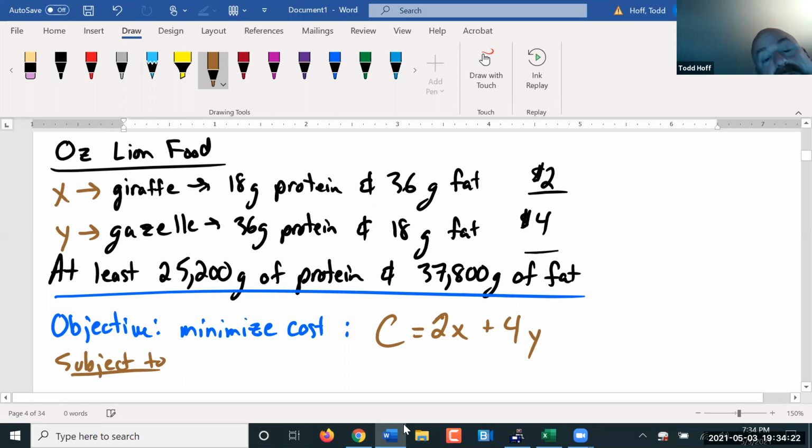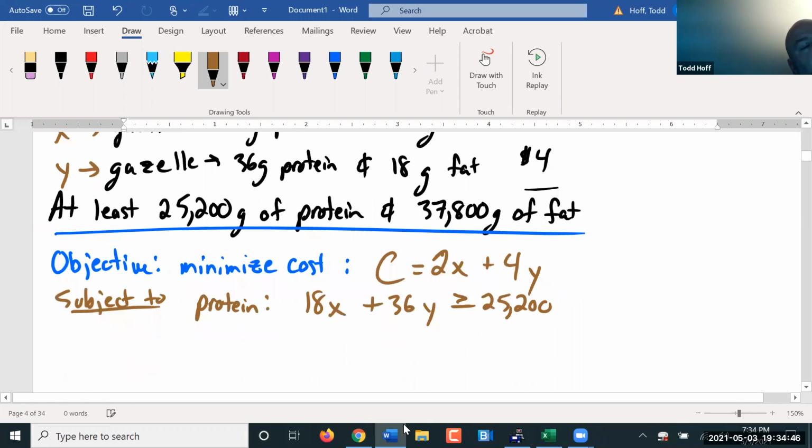our constraints. So the first constraint deals with protein. The amount of protein from giraffe is 18 grams per pound times X pounds. The amount of protein from gazelle is 36 grams per pound times Y pounds. And we want that to be greater than or equal to, so we want it to be at least 25,200 grams.